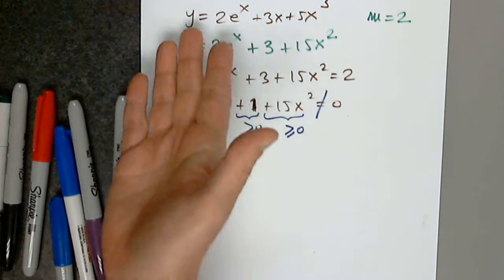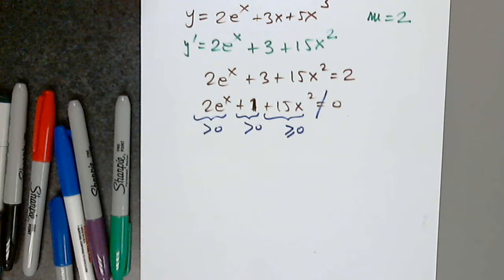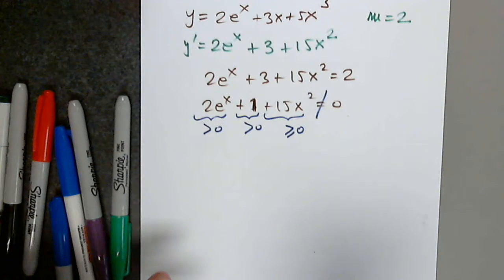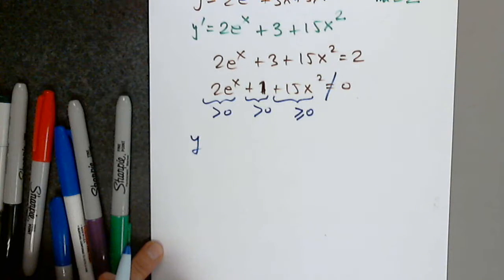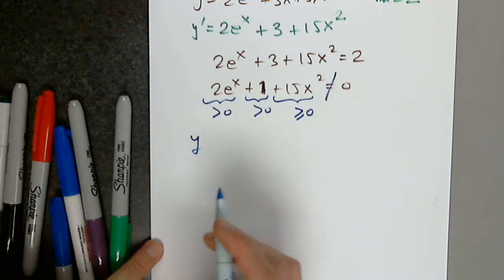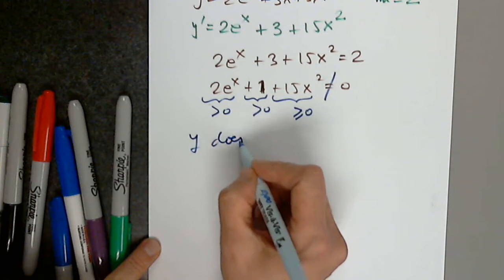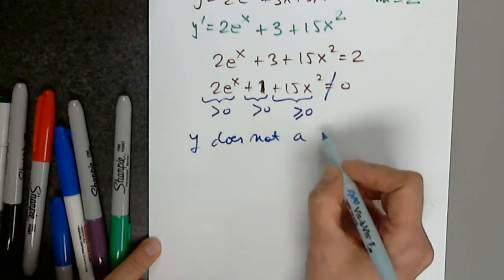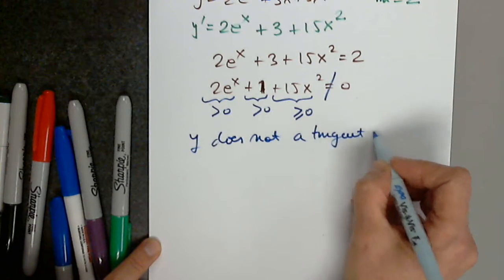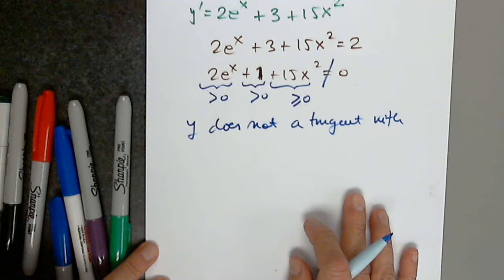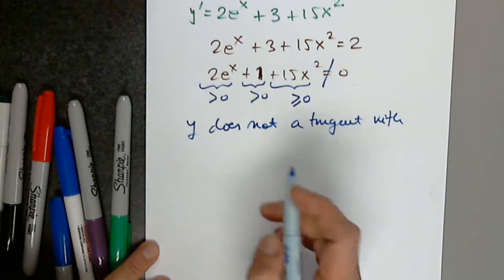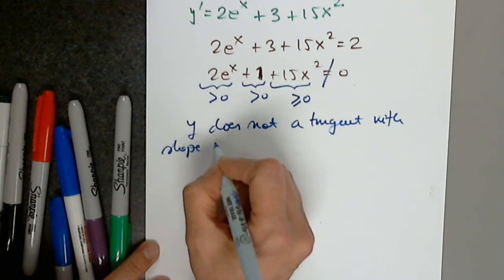So what do we conclude about this function then, what do I have to write? I have to write a conclusion. Something has to be written for this as the answer. What do I write? That y does not have a tangent with slope, very good, slope 2.